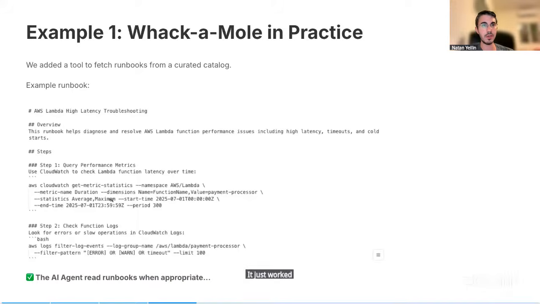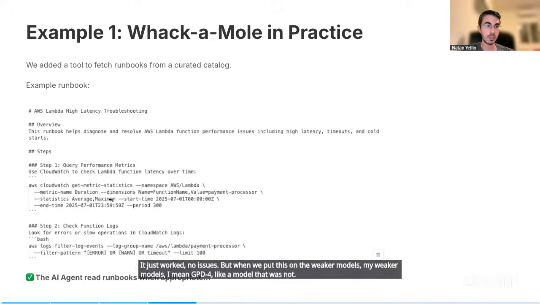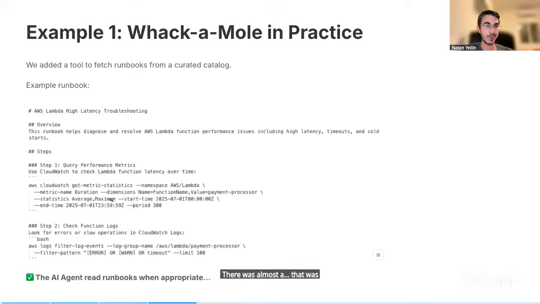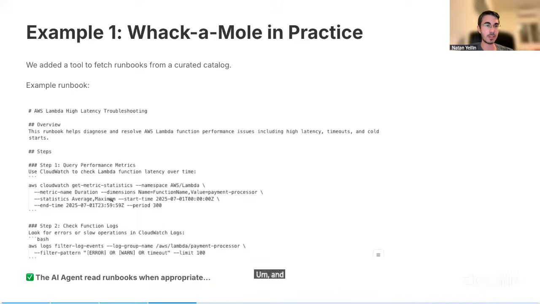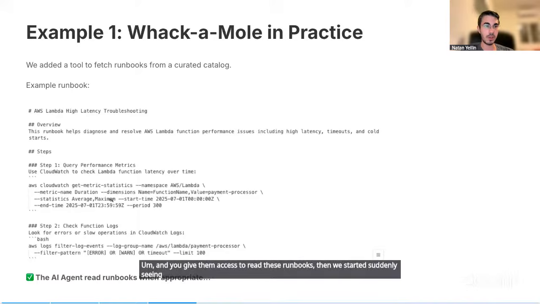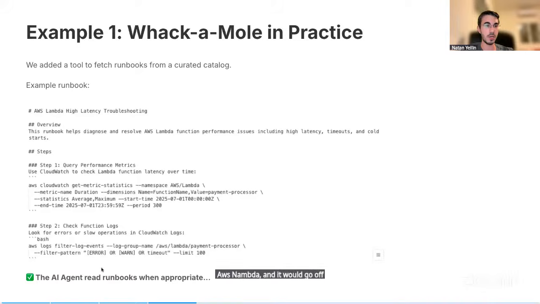No issues. But when we put this on the weaker models, by weaker models, I mean GPT-4o, a model that was really state of the art until a few weeks ago. Even stuff like GPT 4.1, when you put them up to this, and you give them access to read these runbooks, then we started suddenly seeing these really weird failures. The AI agent would get a question around how to troubleshoot AWS Lambda, and it would go off and read the runbook, and then it would give complete hallucinations, which never occurred before.